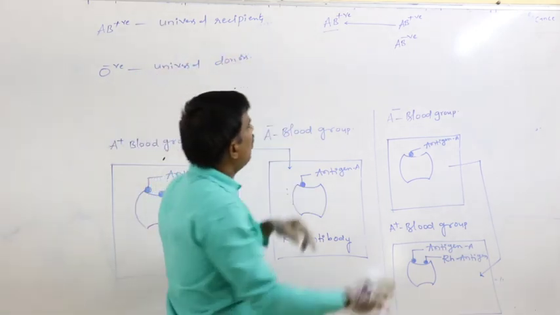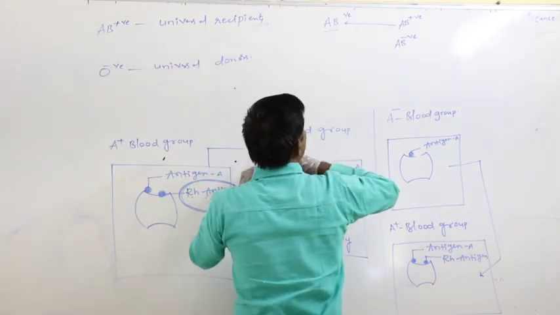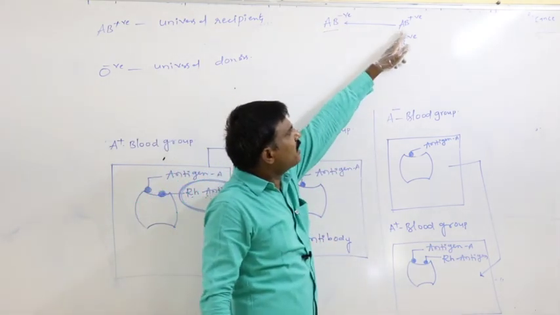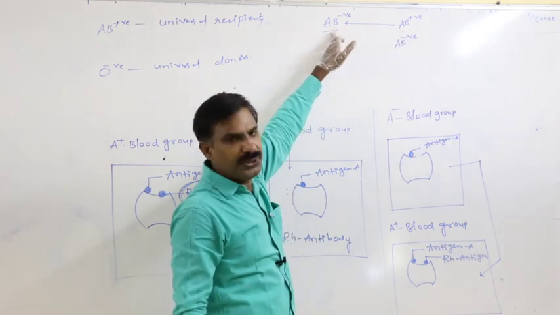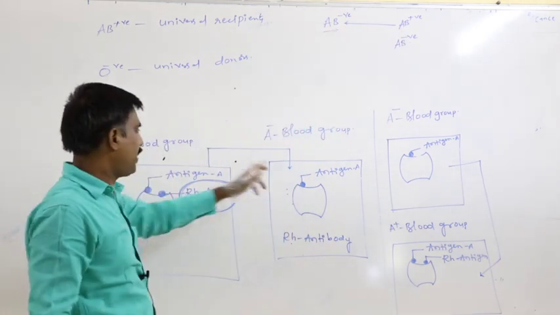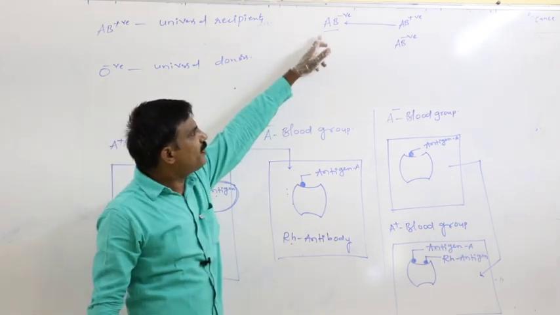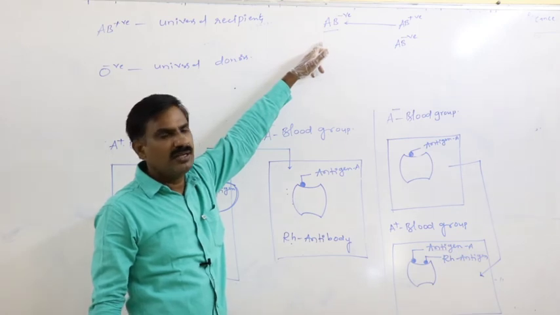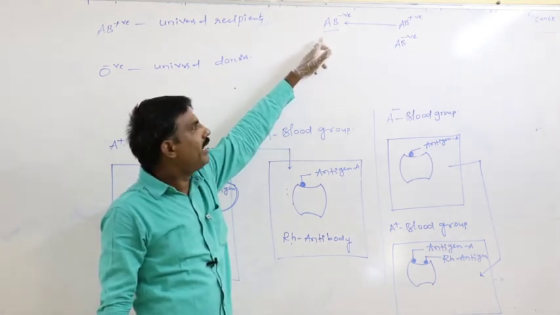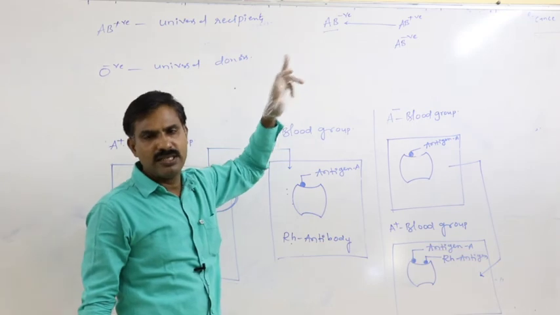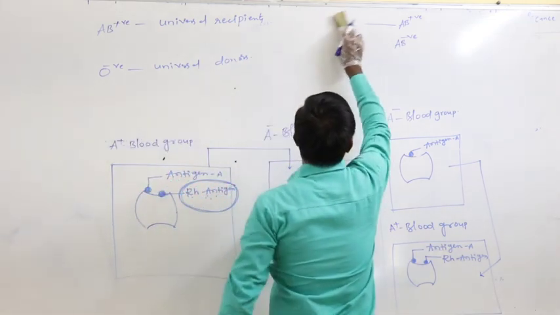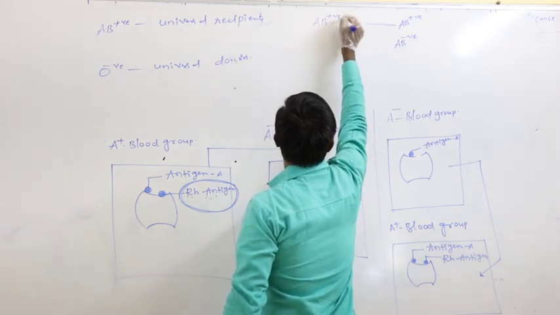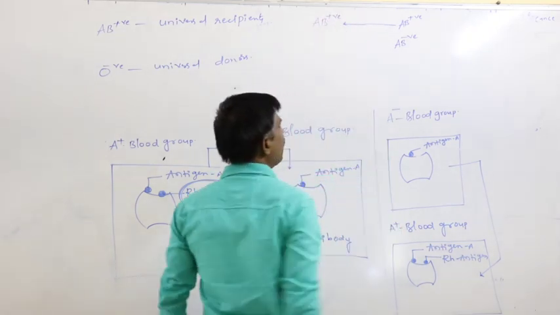Instead of that, if we call AB negative persons the universal recipient, if we transfuse the blood from AB positive into AB negative, positive to negative, in the negative person's body Rh antibodies are produced, which leads to death. So we cannot call AB negative persons the universal recipient. Always we have to consider AB positive blood as the universal recipient.